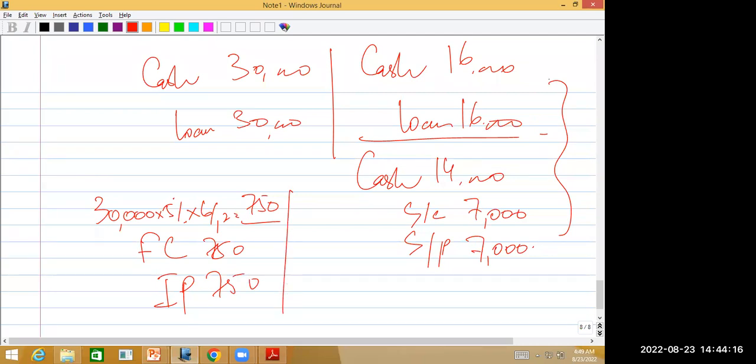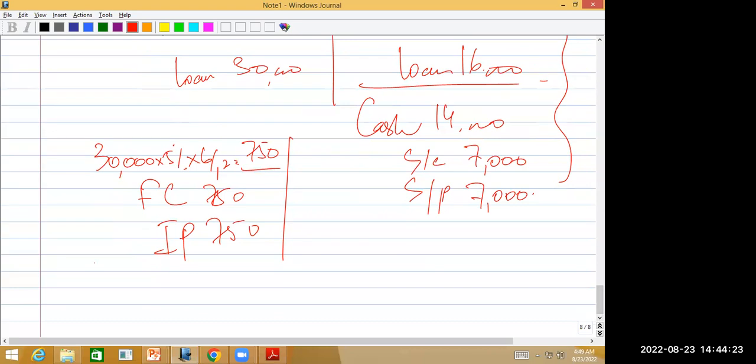But according to the facts, we should record the finance cost on the 16 million. So 16,000 into 5% into 6 by 12. It should be 400 rather than 750. So there is an adjustment of 350 that needs to be made in the finance cost as well as the interest payable. Are you getting this point?